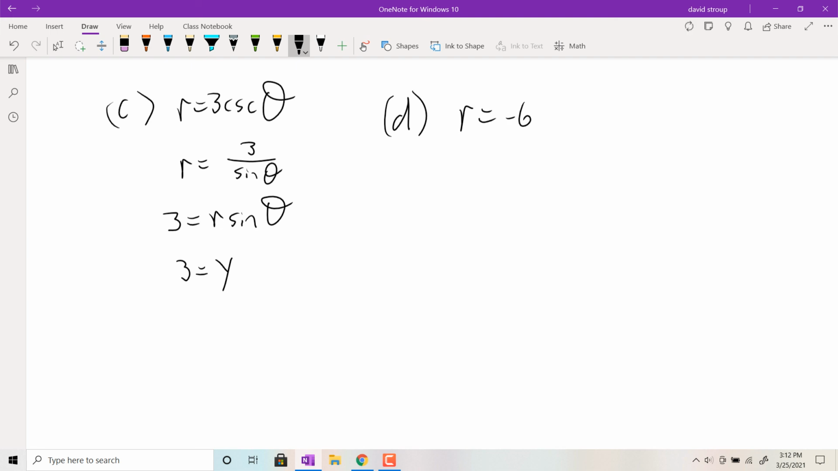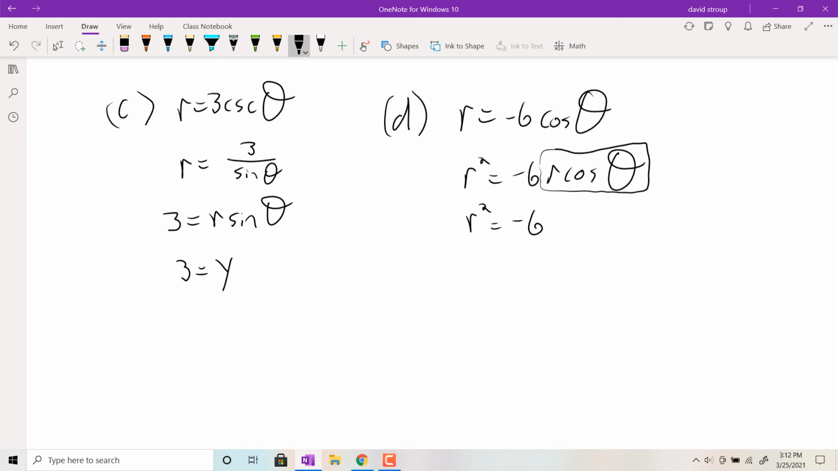r equals -6 cosine theta. And this one is a little bit more complicated. What am I going to do? Multiply both sides by r. Okay, so I'll get r squared equals -6r cosine theta. Then I notice, hey, look at this. r cosine theta is equal to x, right? So you get r squared equals -6x. Then r squared, well, hey, that's equal to x squared plus y squared.